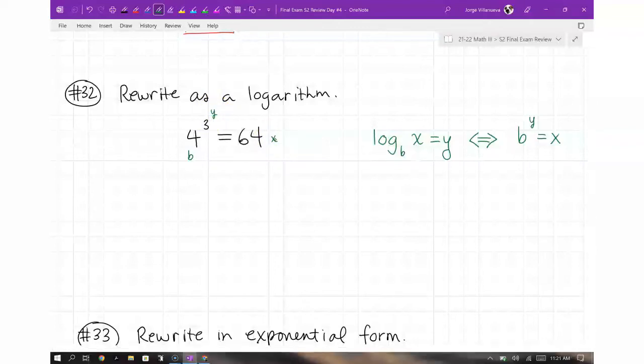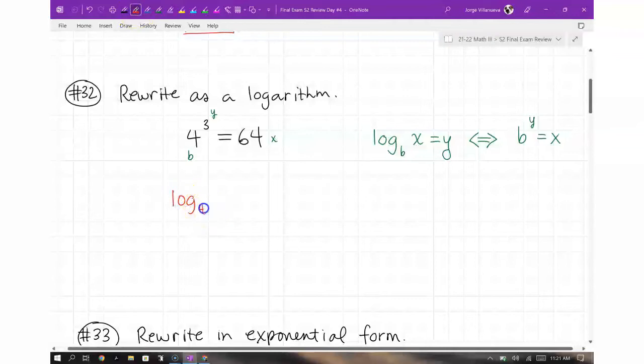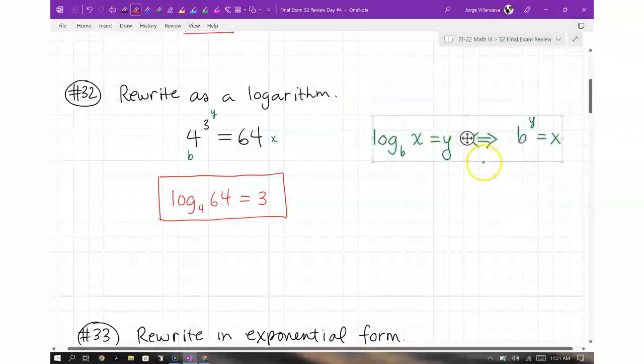So 4 to the third equals 64. B would be 4, 3 would be y, and 64 would be x. So all I have to do is write down my equation. Log of b, which is 4, of x, which is 64, equals y, which is 3. And this is your answer right here. I just rewrote it as a log.